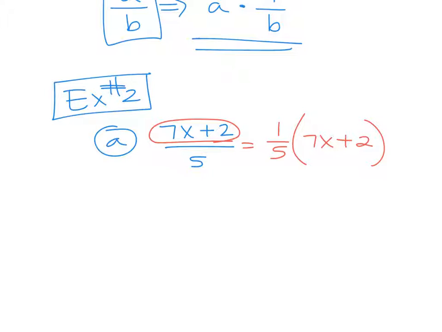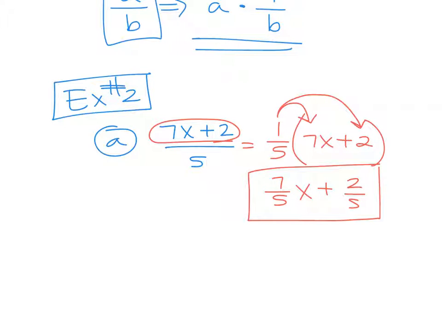So what you're doing when you distribute this is 1/5 times 7. We're just going to call that 7/5, okay? So 7/5 x, and then is it plus or minus? Plus. It's plus. Okay, now 1/5 times 2 is 2/5. So this would be our answer, okay?